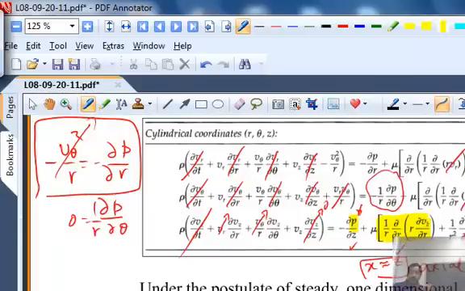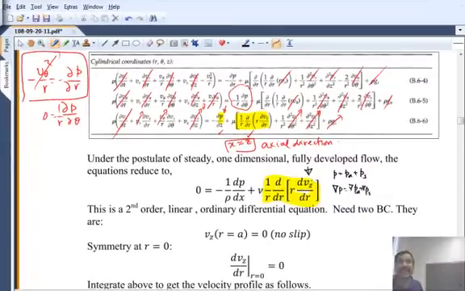Okay, so we have a second order ordinary differential equation in Vz, the axial velocity profile, and we need two boundary conditions. The boundary conditions come from physical understanding of the problem. In this case, one of the boundary conditions is the no slip condition at the wall. If you go to the pipe wall, the velocity is 0. So Vz at r equal to a, the pipe wall, is 0.